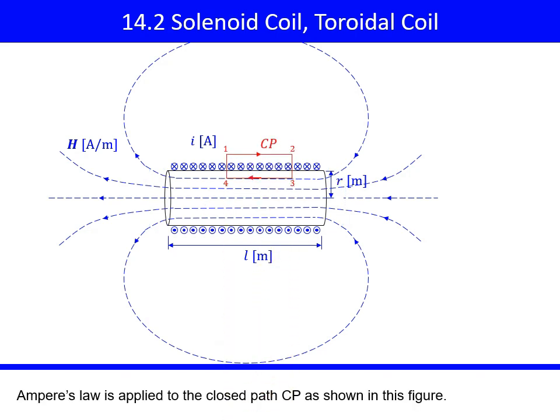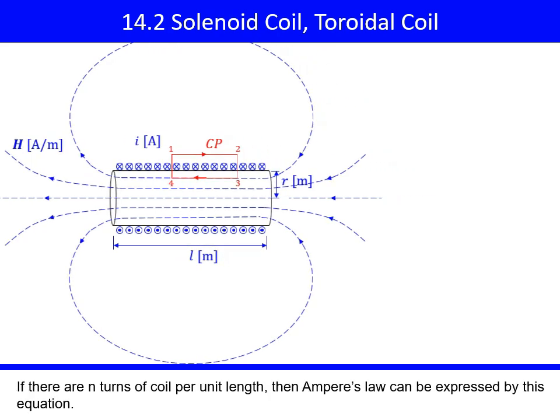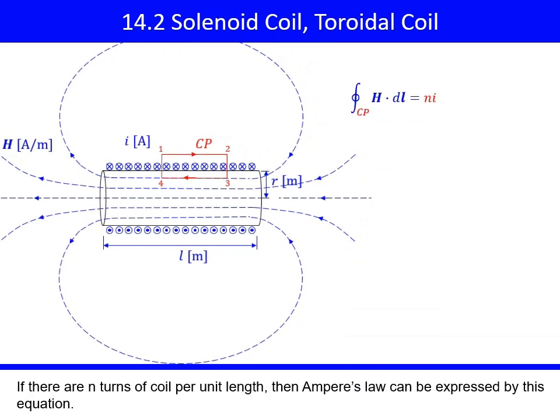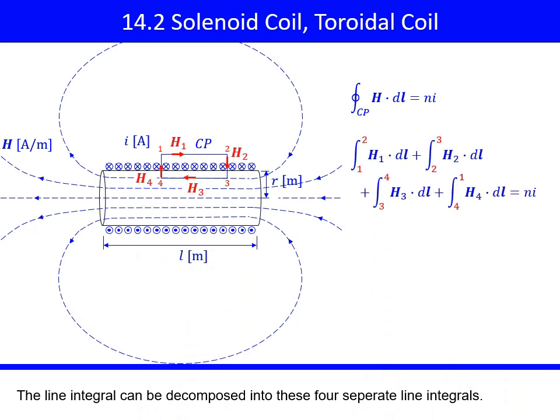Ampere's law is applied to the closed path CP as shown in this figure. If there are n turns of coil per unit length, then Ampere's law can be expressed by this equation. The line integral can be decomposed into these four separate line integrals.